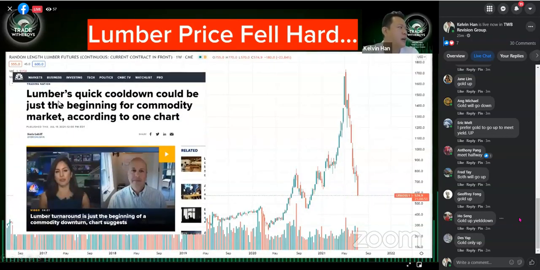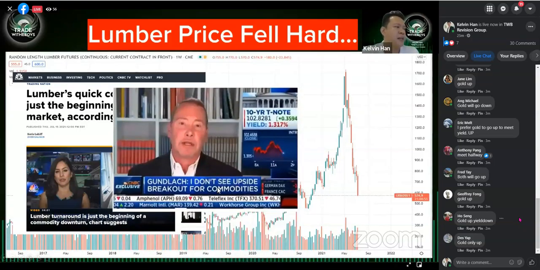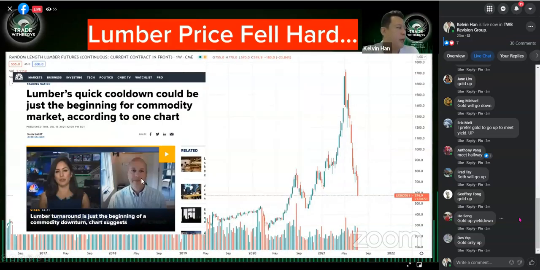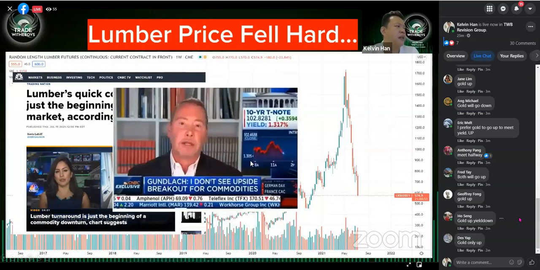On the mainstream media, lumber has now cooled off, and people are saying that this is the beginning of the commodity market downdraft. I repeat, downdraft. That means they're looking at commodity prices to go down from here. And of course, Gundlach also says he doesn't see an upside breakout for commodities. So both of them are pretty sure that the prices will not break up. But Gundlach earlier said that the dollar itself will be coming down. If the dollar comes down, commodity price will go up, right? So it's like, huh? In between here and there.